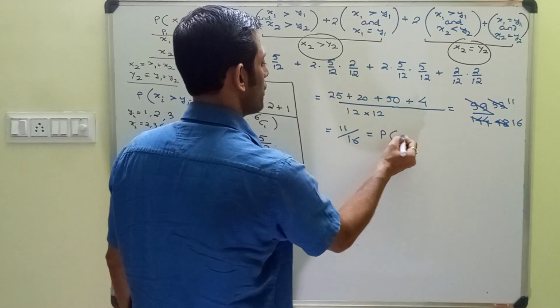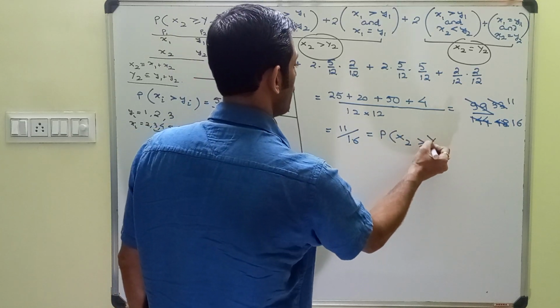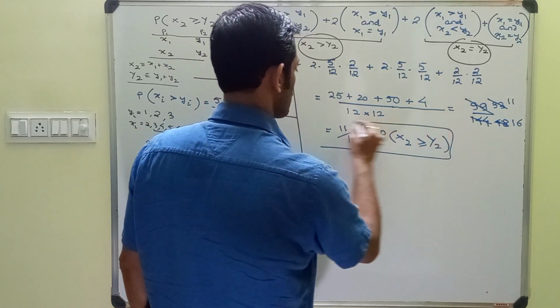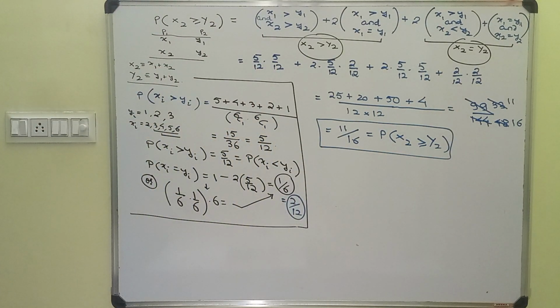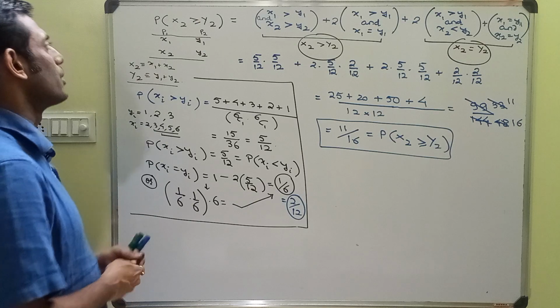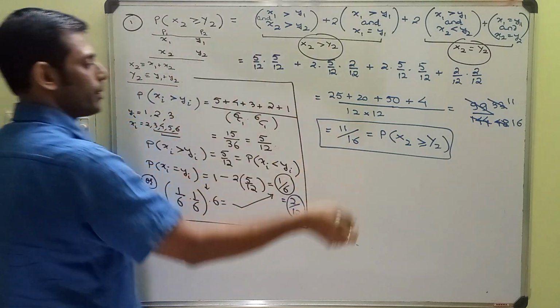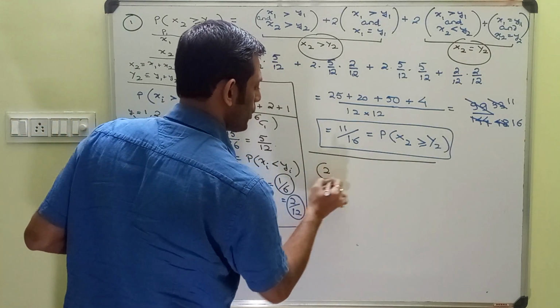This is the answer for P of x2 greater than or equal to y2. See this, this is question number 1 and whose answer is 11 by 16. Yes, this is the right answer. Now, the next question asks P of x2 greater than y2. This was your question number 1.